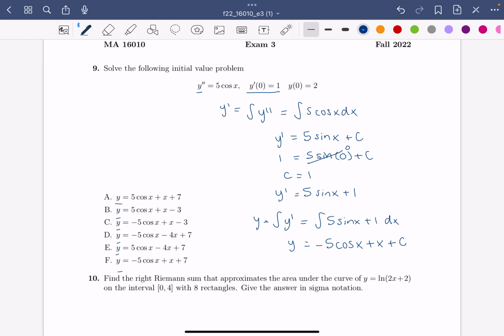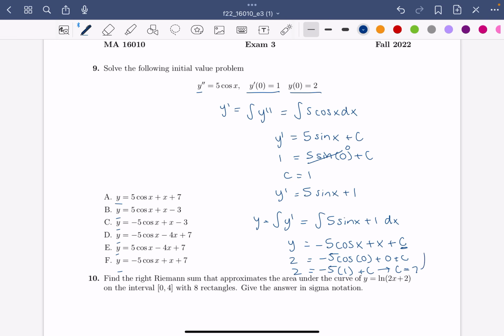equals y. Again, you're given the initial value in the problem statement, so we can solve for this other c. So if we plug in 2 for y and 0 for x, we should be able to solve for that c. So 2 equals -5 cosine of 0 plus c. 2 equals -5 times cosine of 0, which is 1, plus c. That means that c equals 2 minus -5, so 7.